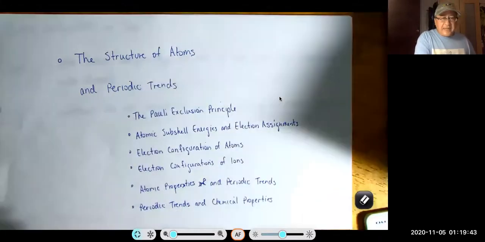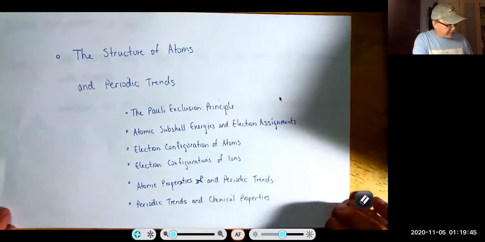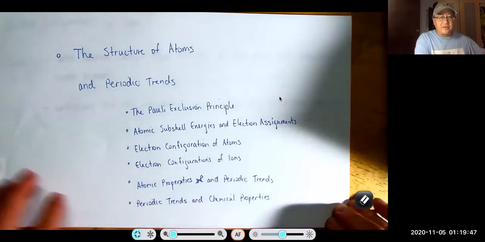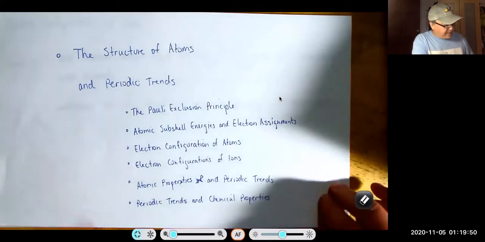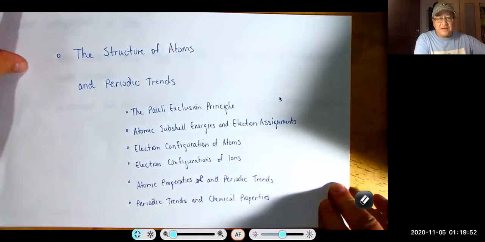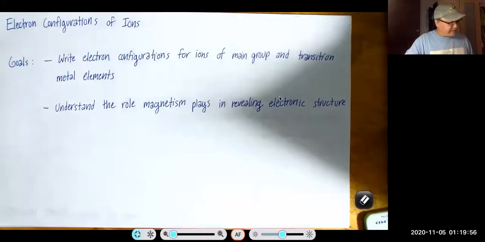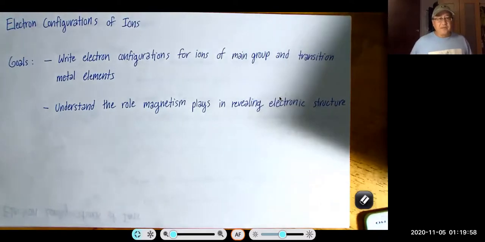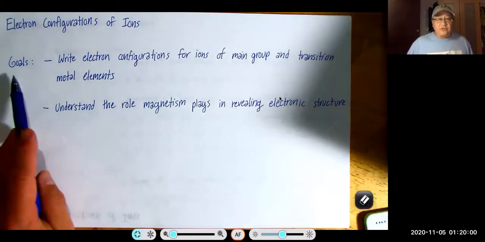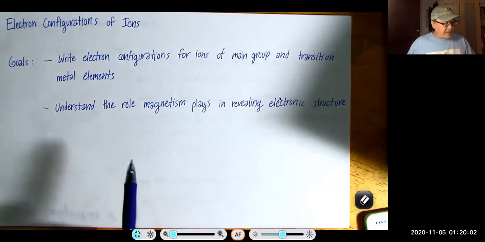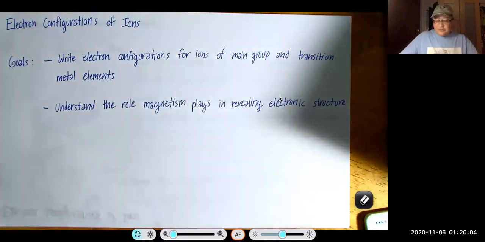We are going to be looking at the next section, which is atomic properties and periodic trends. Actually, I'm sorry, it's electron configurations of ions. So let's take a look at this section. The goals are to write electron configurations for ions of main group and transition metal elements, and to understand the role magnetism plays in revealing electronic structure.